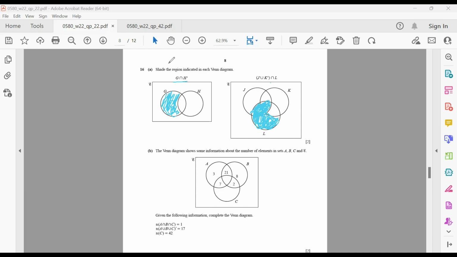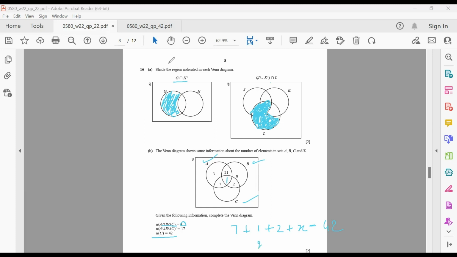Okay, now let's look at the B part. They have given us a Venn diagram and we need to complete the information. They've given us A intersect B intersect C is equal to 1. That means the center of A, B, and C is equal to 1. So we can put a 1 here. Now they've also said that the number of objects in set C is 42. So that means 7 plus 1 plus 2 plus x is equal to 42.